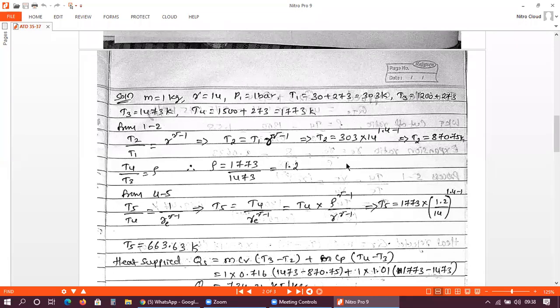Please do arrangement for your studies. Okay, take a printout. Otherwise you note down in one notebook.